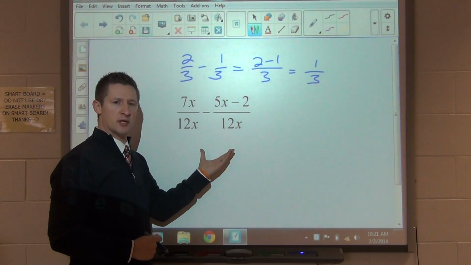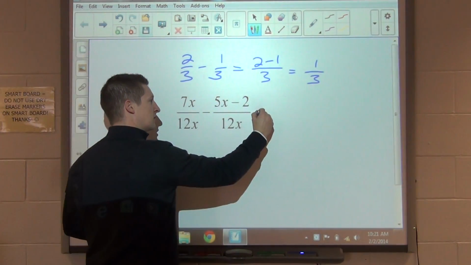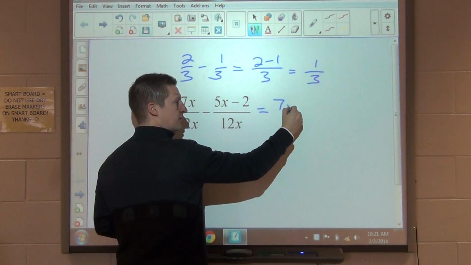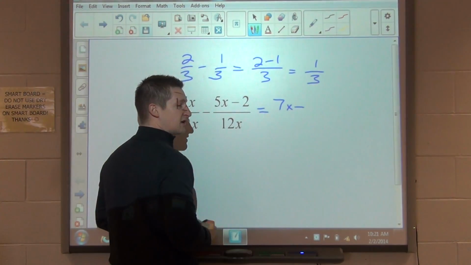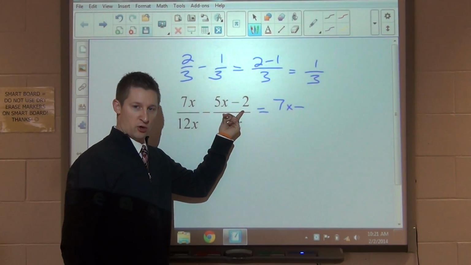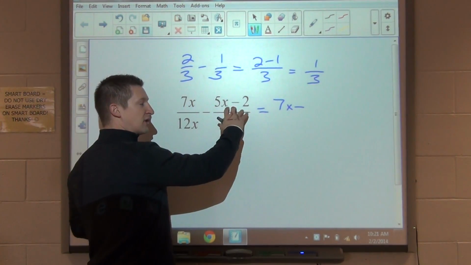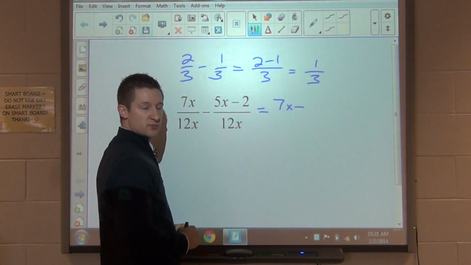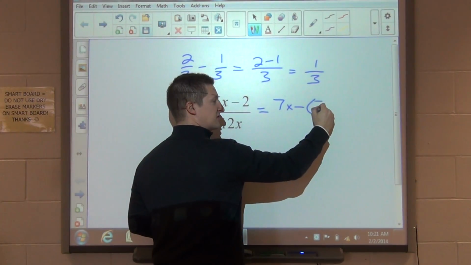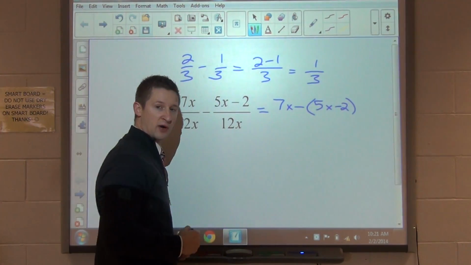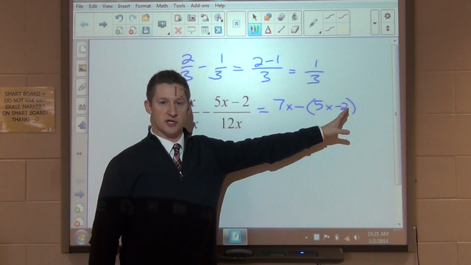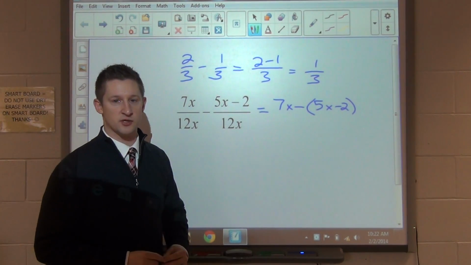Because I have a common denominator of 12x, I can simply subtract the 2 numerators. Meaning I can take 7x, my first numerator, minus the second numerator. Now when we're subtracting, we do have to be careful, especially if we're subtracting a polynomial, because we are really subtracting every term that makes up this particular polynomial. So I'm going to write it this way: 7x minus, in parentheses, 5x minus 2. I use the parentheses to remind myself that I'm not just subtracting the first term, but I'm subtracting each individual term that makes up that polynomial expression.